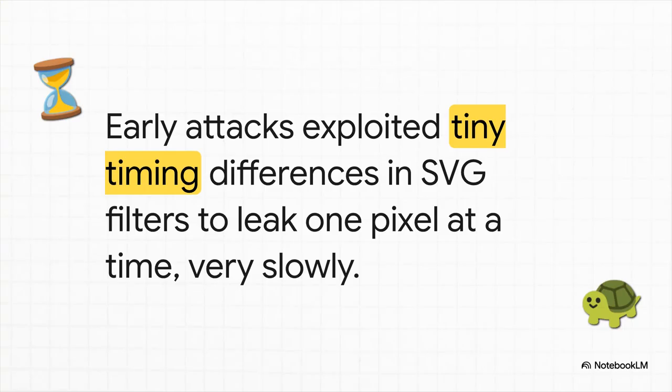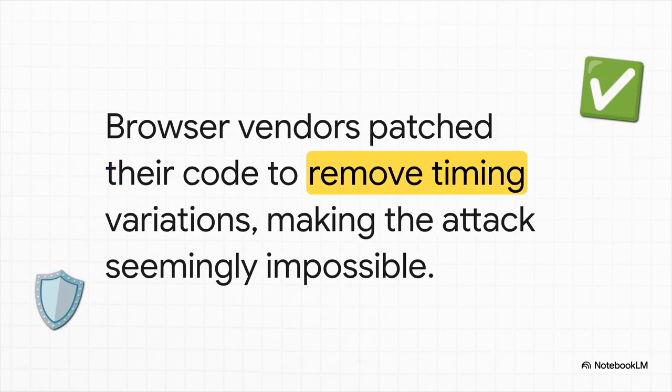Okay, so the original pixel stealing attacks were pretty clever, but also kind of clunky. What they do is use these special image filters and then measure exactly how long it took the browser to apply them. It turned out that certain colors took just fractions of a nanosecond longer to process. And with that tiny, tiny clue, an attacker could slowly guess what was on the screen, one single pixel at a time. So the browser developers, they fought back, and their response was honestly fascinating.